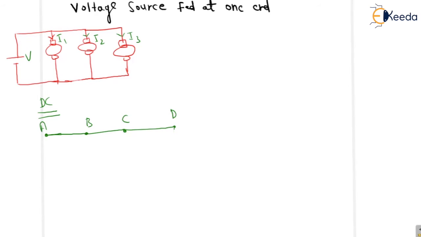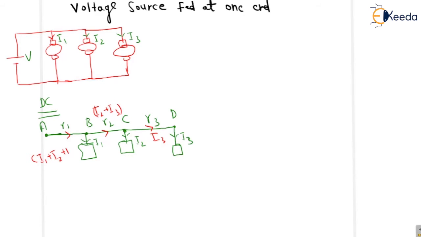Let us assume a load of current I3 has been connected here, a load of current I2 has been connected here, and a load of current I1 has been connected here. So this is DC. This is R1, this is R2 and this is R3 resistances. In this branch the current I3 will flow, in this branch current I2 plus I3 will flow, and in this branch current I1 plus I2 plus I3 will flow.